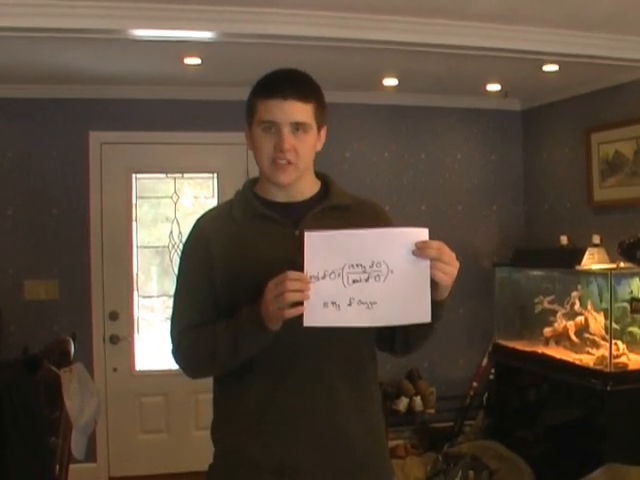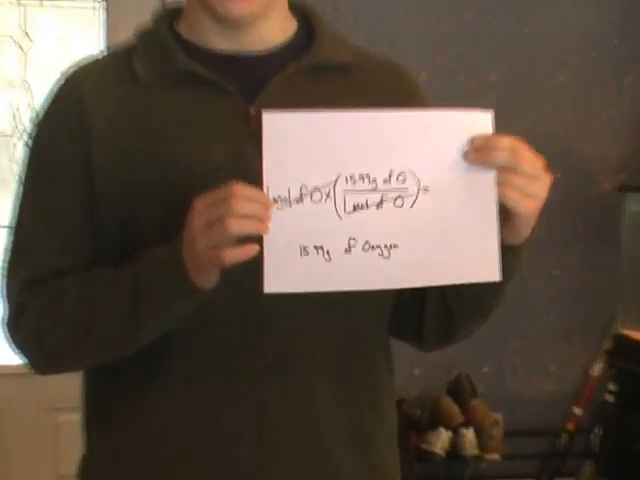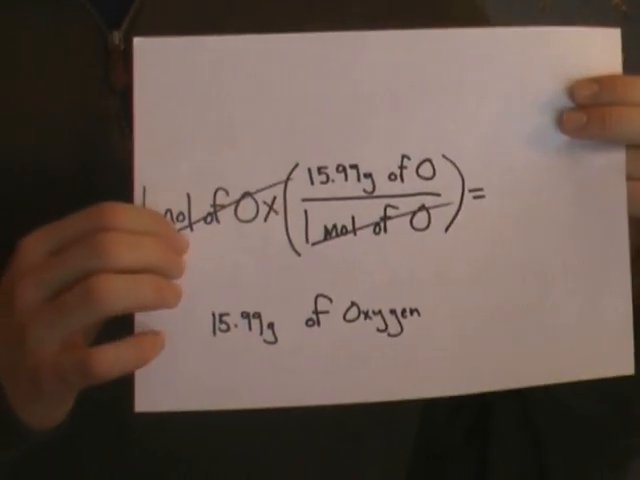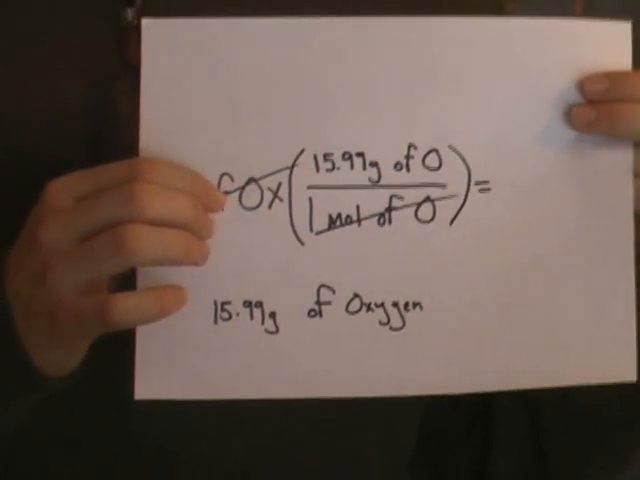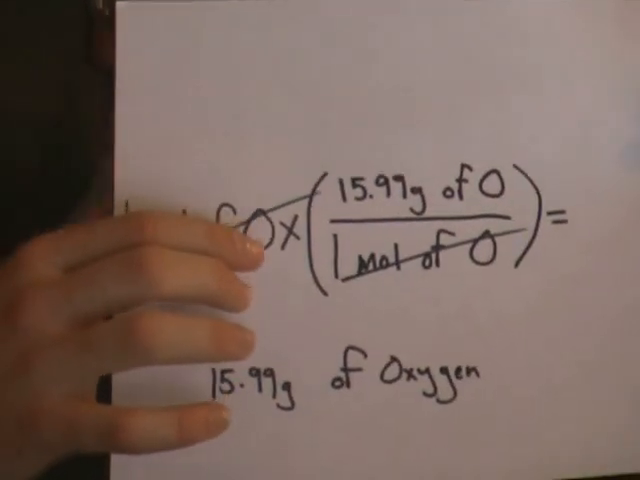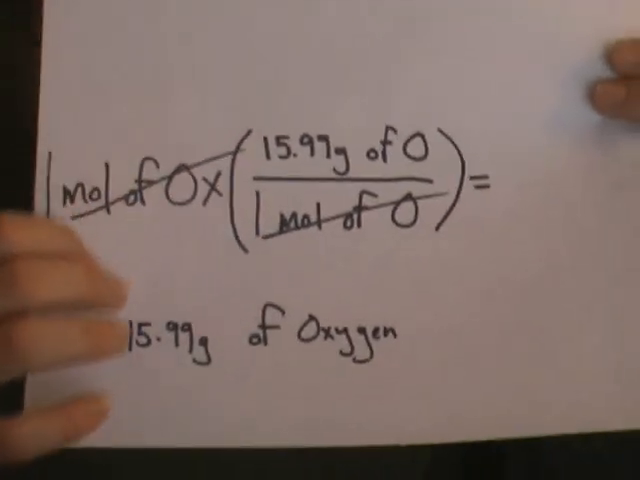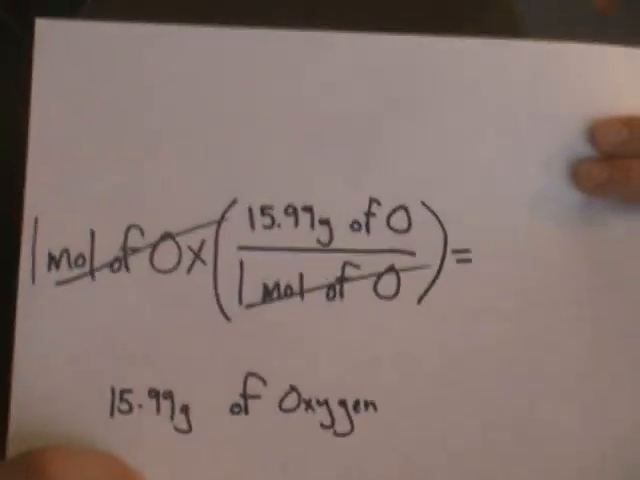Thanks, Tommy. Mass in grams of 1 mole of any substance is equal to its atomic mass in grams. Here's Trevor with another example. In this example, we are trying to convert 1 mole of oxygen into grams of oxygen. To do that, you multiply 1 mole of oxygen times 15.99 grams of oxygen, which is the atomic mass. By dividing it by 1 mole of oxygen, it cancels out the moles, giving you an answer of 15.99 grams of oxygen.